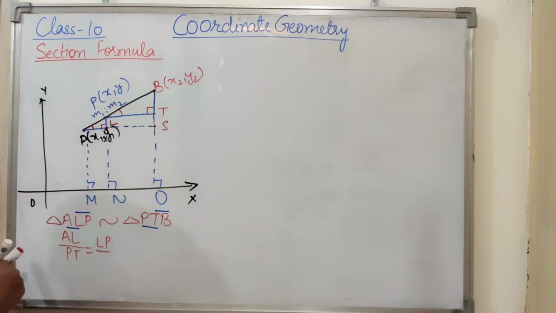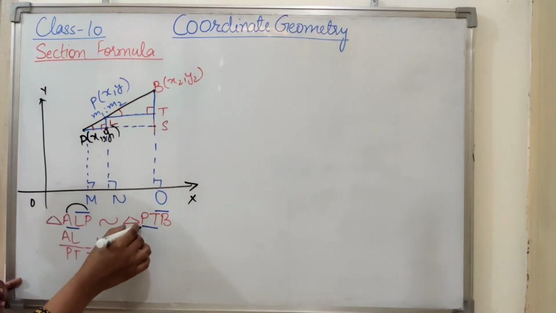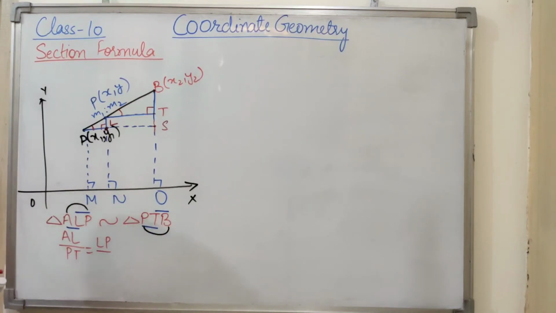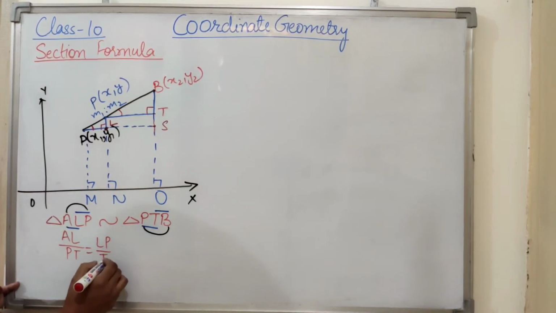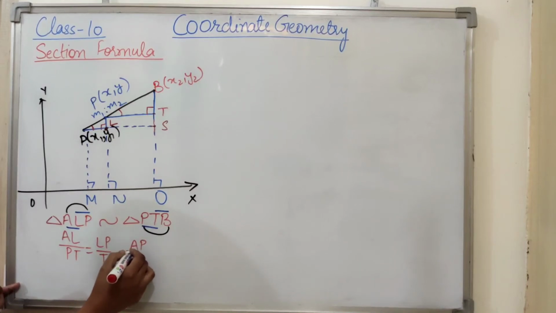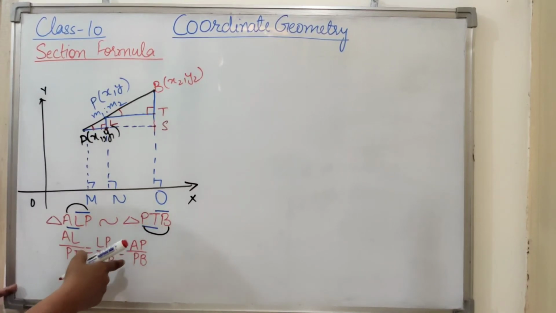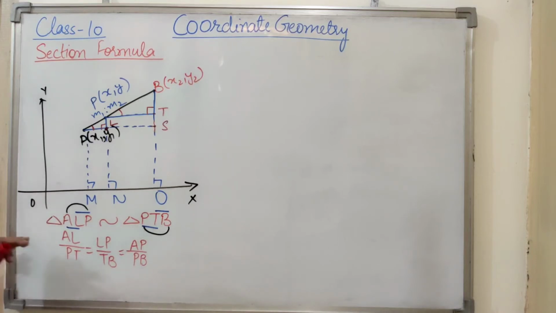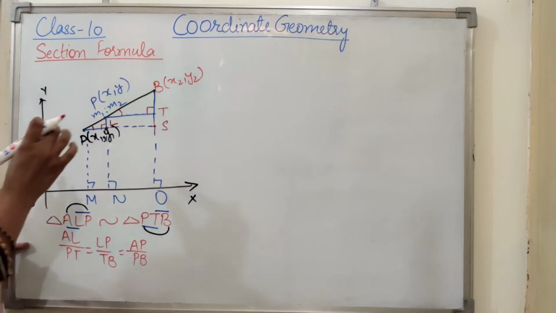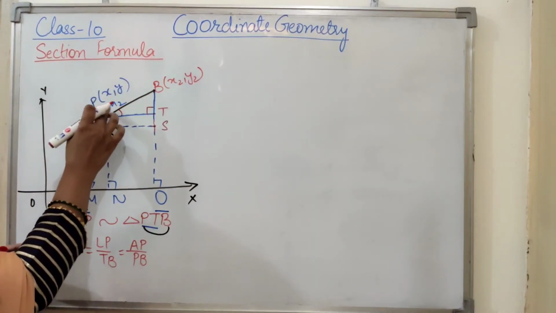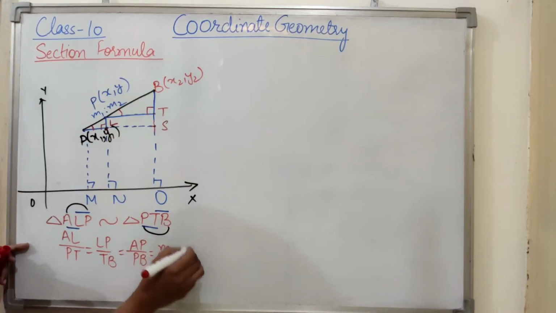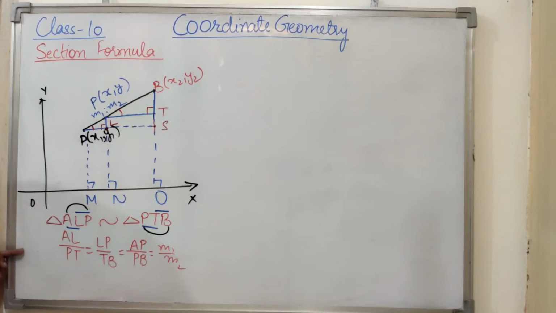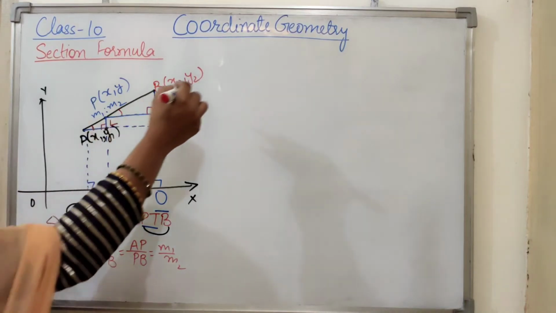Then I will take first last, right? So what I got here is AL by PT, LP by TB is equal to AP by PB. If you write the triangle nicely, then you will not face any problem in writing these ratios. And here AP by PB is given to you as m1 by m2. I hope till this it's clear to you.